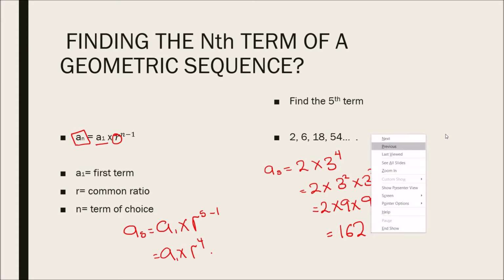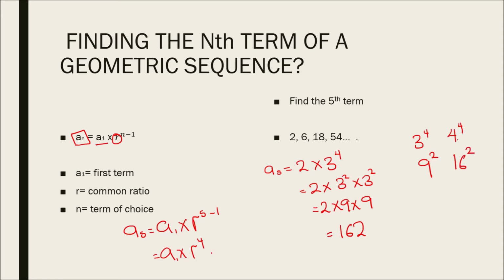Whenever I have a number raised to the power 4 and I know the square of that number, it's something I like to do. 3 raised to the power 4 is the same thing as 9 raised to the power 2, because I know that the square of 3 is 9. Just like 4 raised to the power 4 is the same thing as 16 raised to the power 2, because the square of 4 is 16. These are ways to help your calculations go faster if you don't have a calculator.